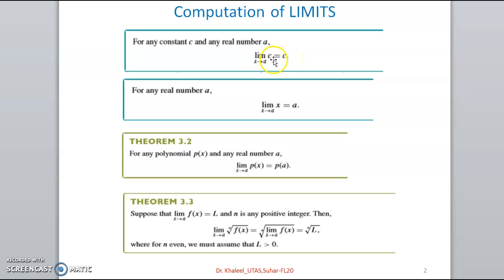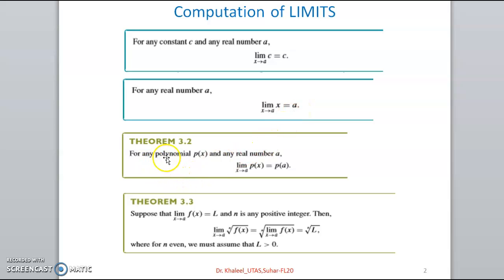That is, the limit of a constant function for any value of a is the constant. Next, the limit of an identity function for any value of a is equal to a itself. Look at it. The limit of a constant is constant for any a. The limit of an identity function for any a is the same a here.